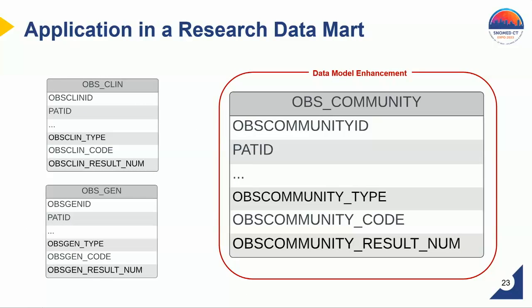So just quickly, this is how we've set this up in our research data mart. We have our general observations at the clinical level and observations at the patient reported level. We've added an additional fact table that has observations at the community level.